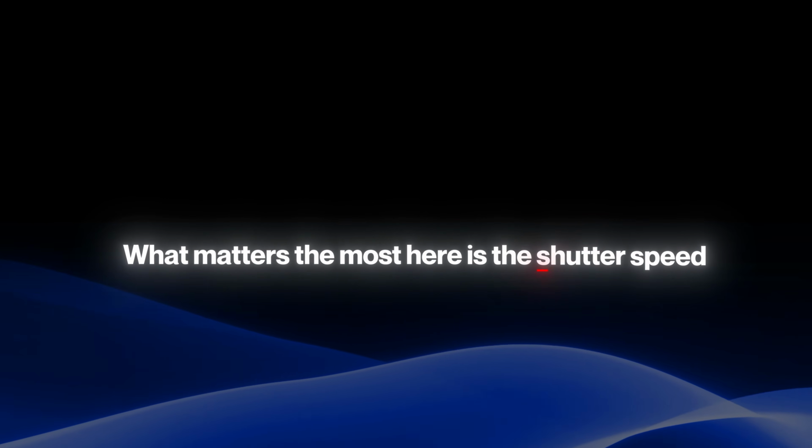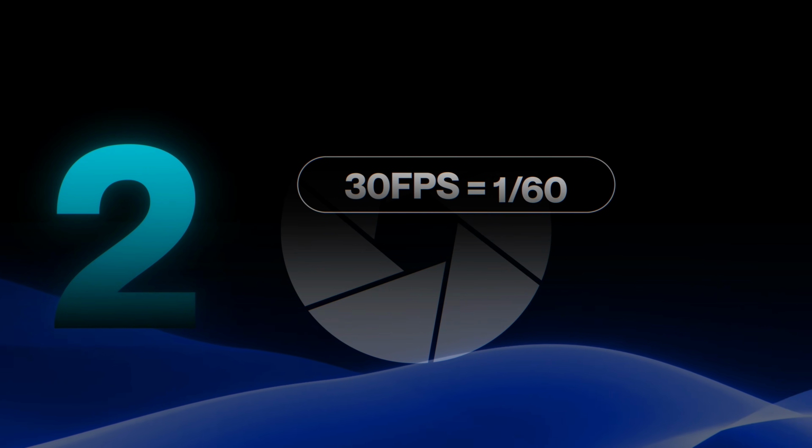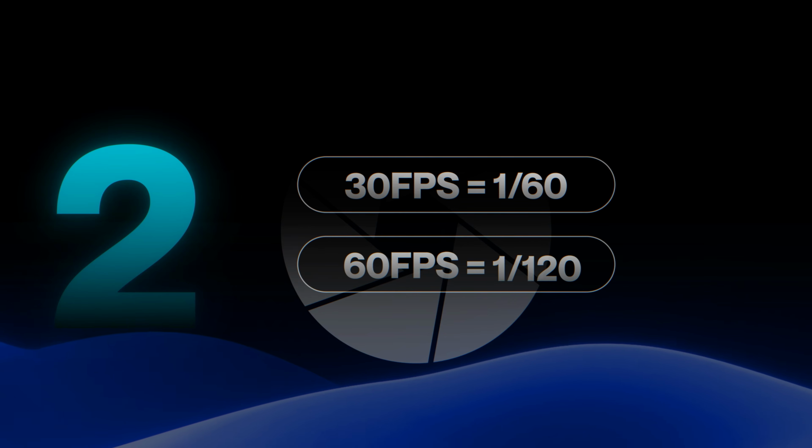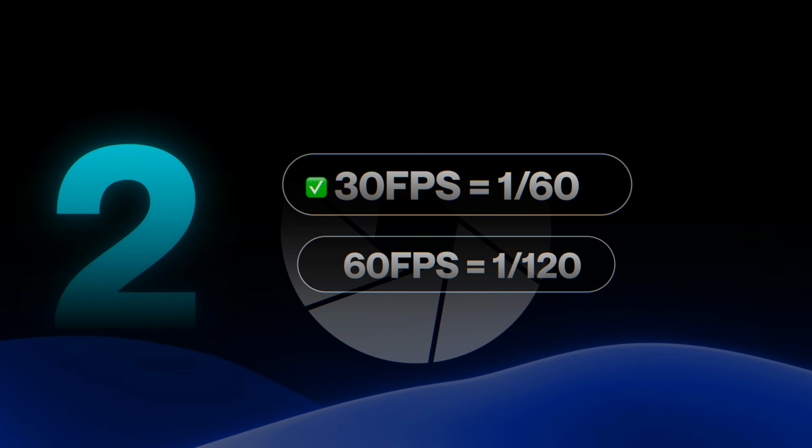What's going to matter the most here is the shutter speed. Whatever your frames per second you're shooting at is, make sure your shutter speed is 2 times that. So 30 frames per second, 1/160. 60 frames per second, 1/120. But I like 30 FPS the best on GoPro.